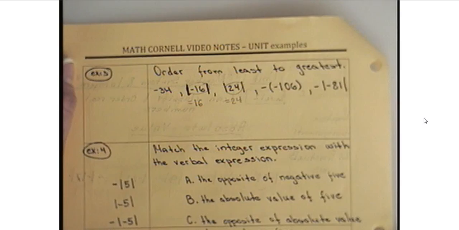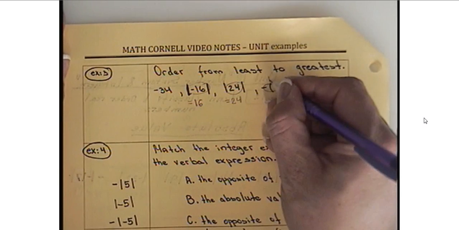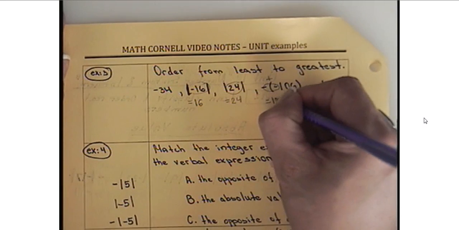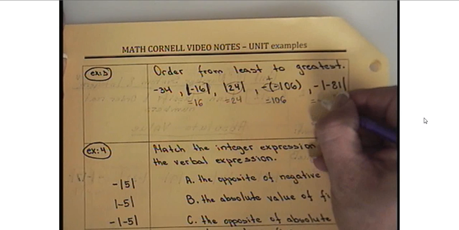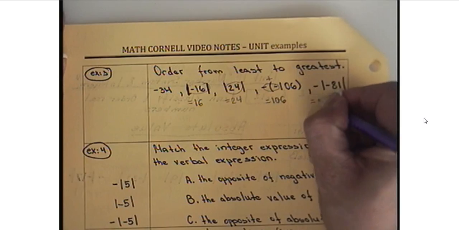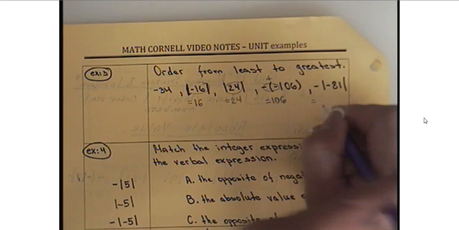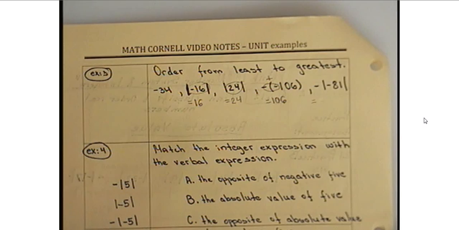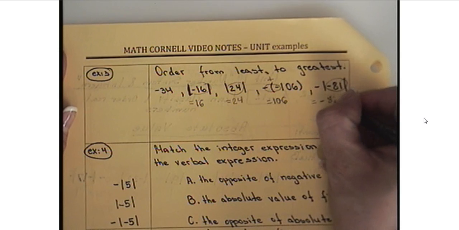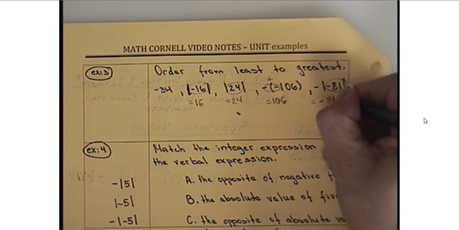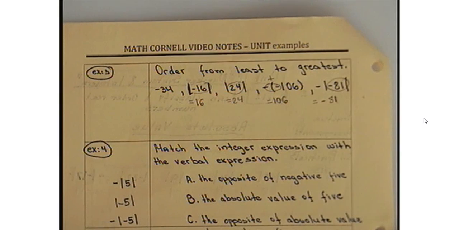Negative of -106, we have parentheses here, which means we can combine those two, change to plus, so this will be equal to +106. And then we have negative of absolute value of -81. So the negative sign, that is outside the absolute value, goes up front. This is the first thing, and then the absolute value of -81 is just the number 81. So for this particular example, we got negative 81.